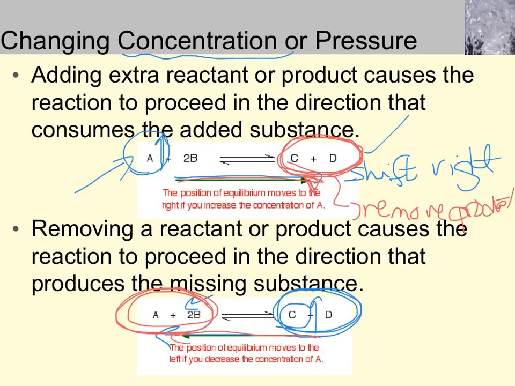So the bottom line is the reaction system tries to undo whatever you have done to disturb the equilibrium. So if you add reactant, it tries to get rid of the extra reactant. If you add product, it tries to get rid of the extra product, etc.